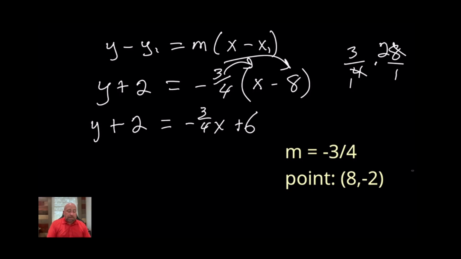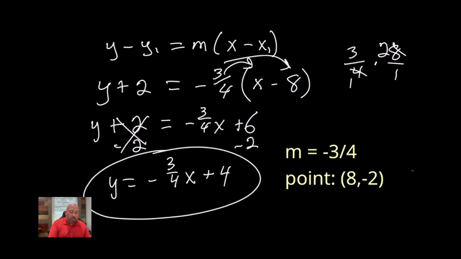Now what? Now we just subtract 2 from both sides. So that's going to cancel. Y equals -3/4 x plus 6 minus 2 is plus 4. And that would be your answer there for that one.